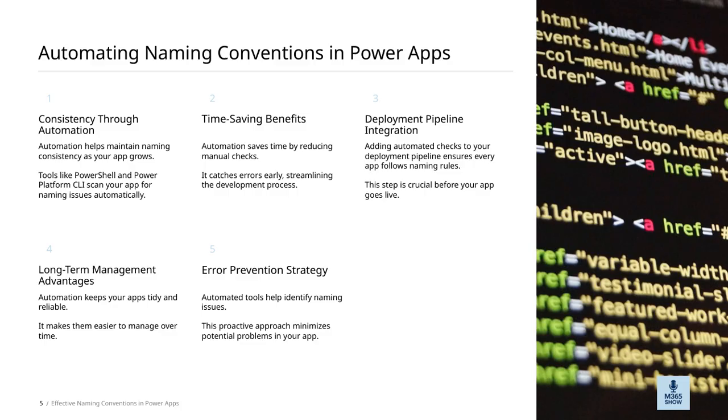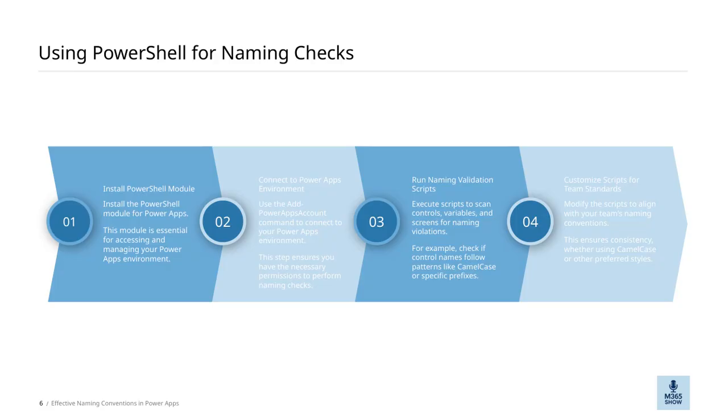It reduces manual checks and catches errors early in the development process, streamlining everything. Plus, as your app ecosystem expands, automation helps maintain naming consistency. Tools like PowerShell and the Platform CLI can automatically scan your apps, flagging any naming issues so you can address them promptly. Overall, automation is a key strategy for ensuring your apps remain well-organized, reliable, and easy to manage as they grow.